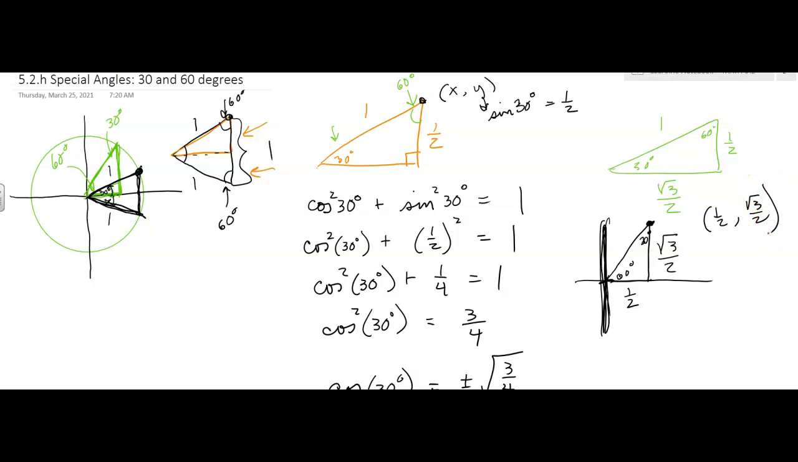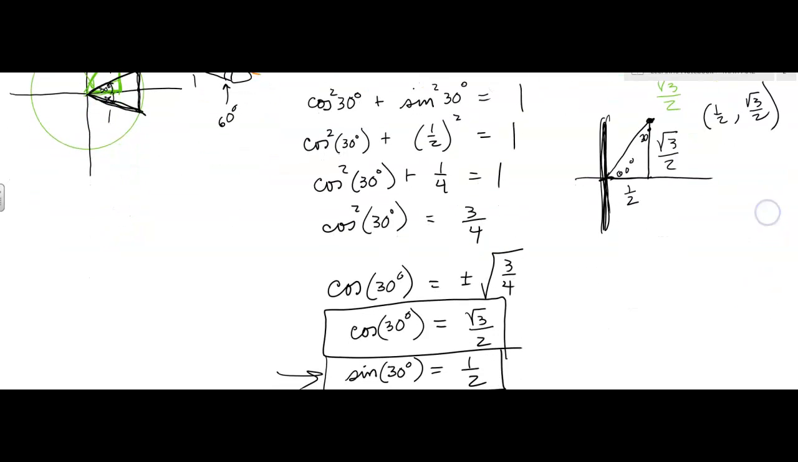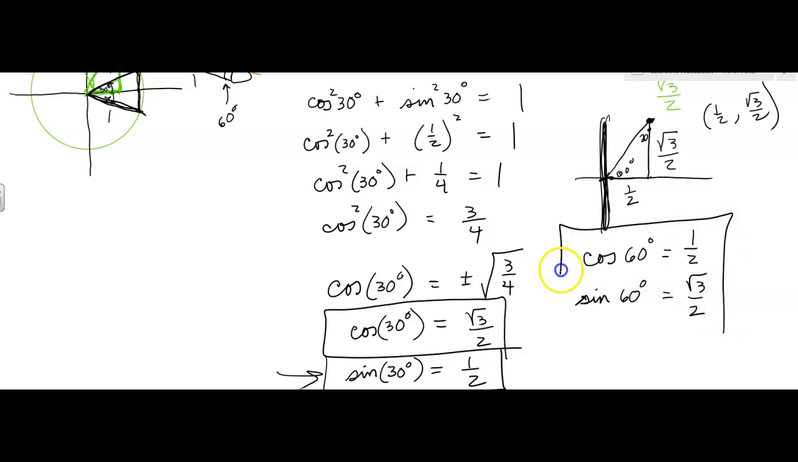So you know the sine and you know the cosine. So cosine of 60 degrees is equal to 1/2, and the sine of 60 degrees is equal to the square root of 3 over 2. So see, they kind of switched places. Okay? Cosine of 30 degrees is equal to the sine of 60 degrees. And the sine of 30 degrees is equal to the cosine of 60 degrees. Okay.